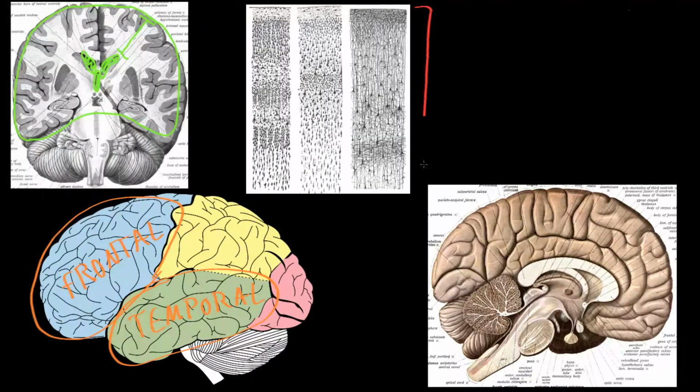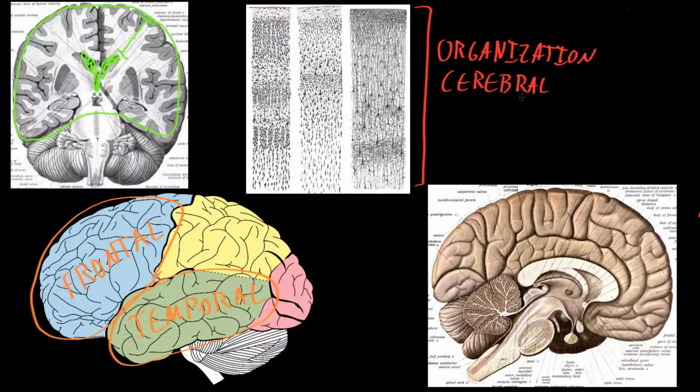This is representing the organization of the cerebral cortex, and it's often different in the different areas of the cerebral cortex how they're organized. So these are just a few examples of how the cells in the cortex may be organized.